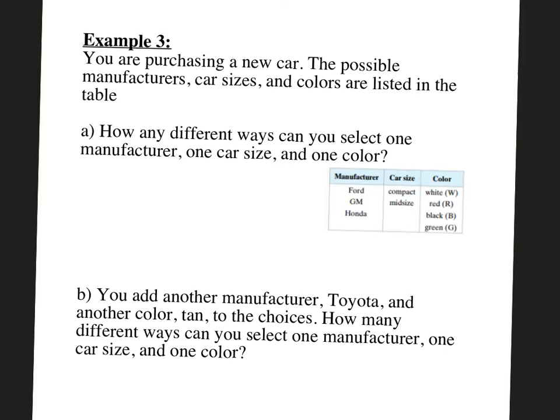So there are 3 manufacturers. So we've got 3 for that first choice. And there are 2 car sizes, so times 2. Then there are, we'll go green, 1, 2, 3, 4 colors. So 3 times 2 times 4 is 24, right? So that equals 24 total possible outcomes or ways that you can choose a car, okay?